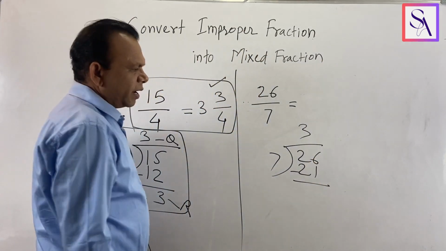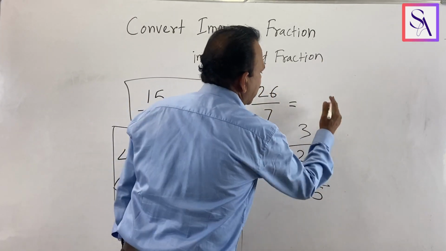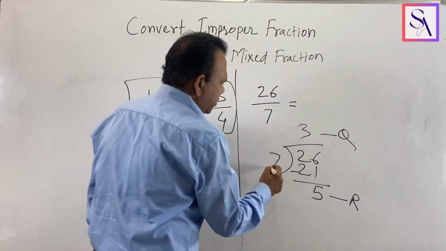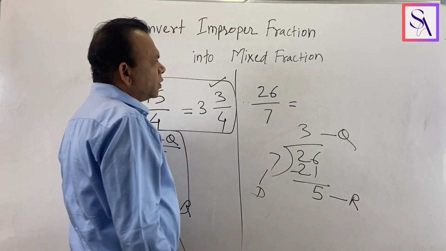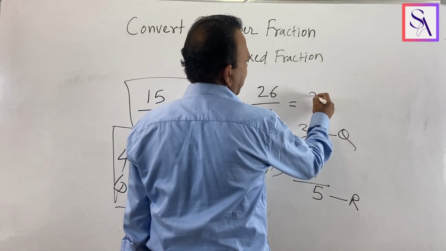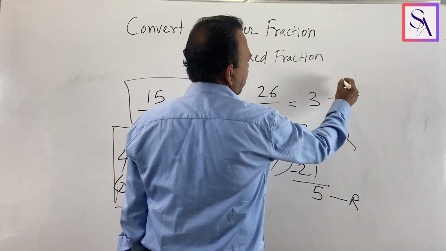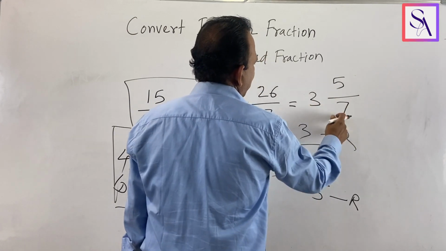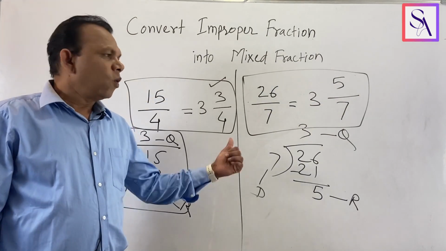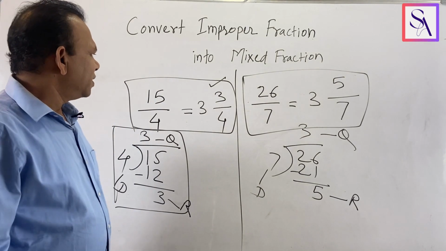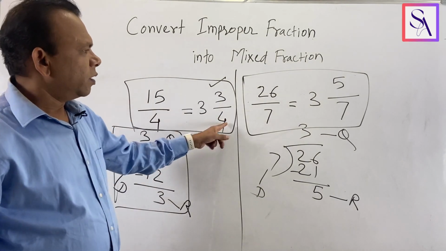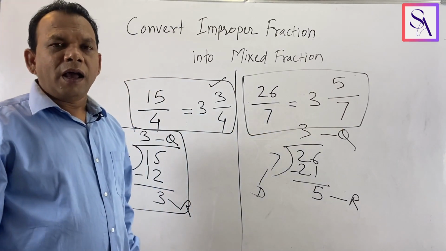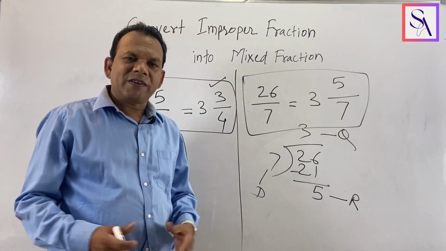26 minus 21 is 5. Now this is r, this is q, and this is d, right? Divisor. So quotient is 3, writing remainder 5, upon divisor 7. So 3 5/7 is the answer. See how easy it is, right? So 15/4 is equal to 3 3/4, 26/7 is equal to 3 5/7. In this way we have converted improper fractions into mixed fractions.